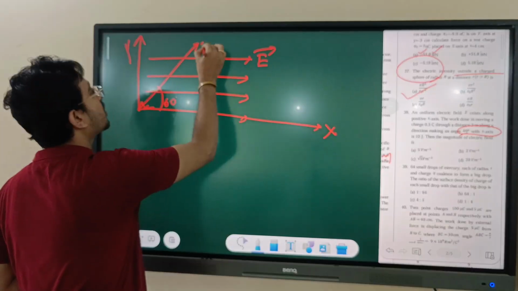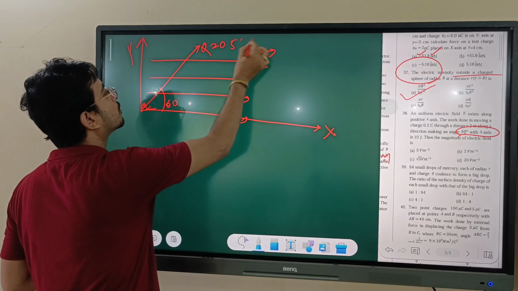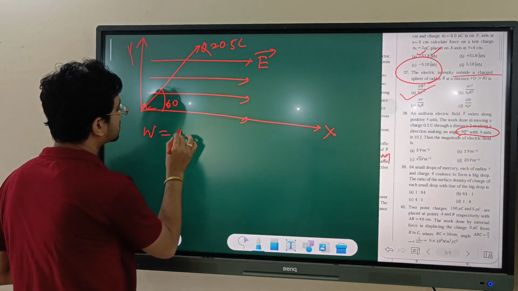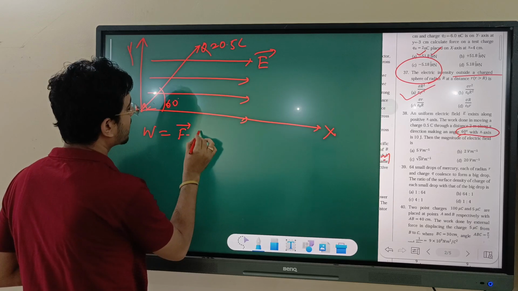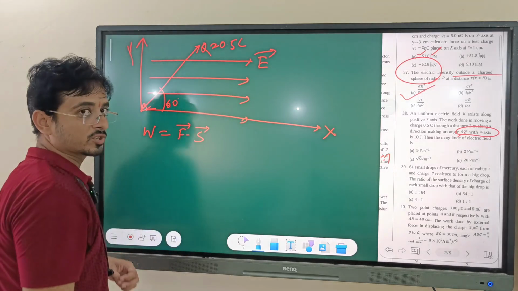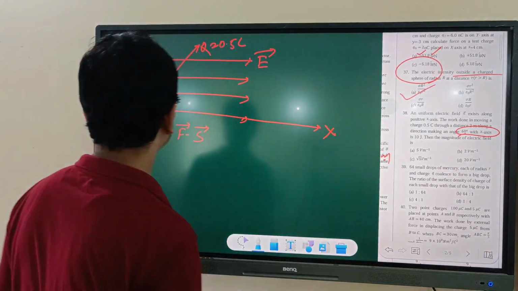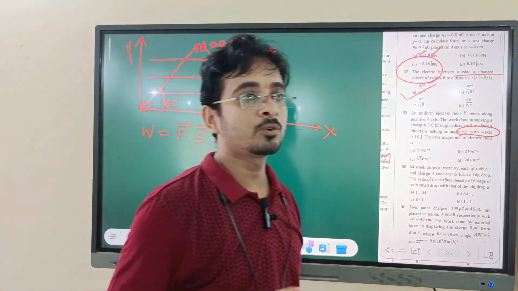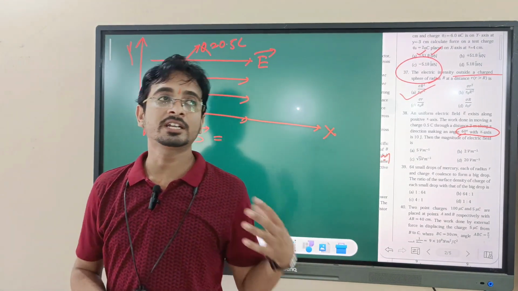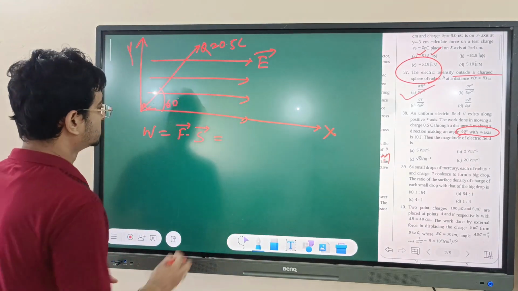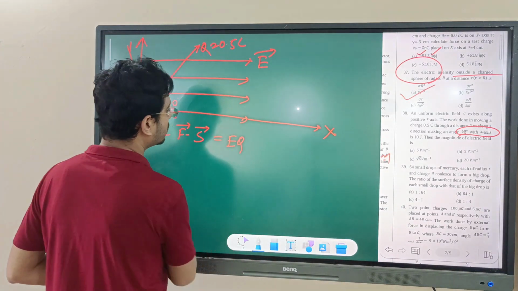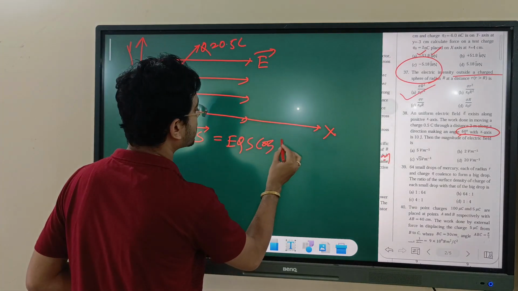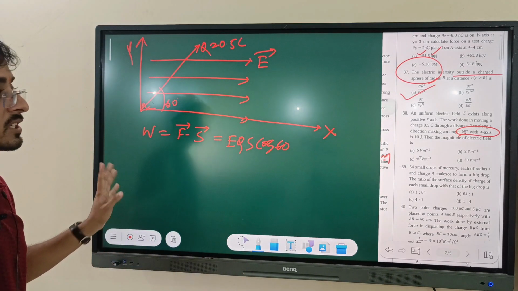The magnitude of charge is 0.5 coulomb. So work done is 10 joule. We know work done W is equal to the dot product of the force vector and the displacement vector. Coulombic force F is equal to the electric field times the charge, that is EQ, and for displacement I can write S cos 60 degrees.